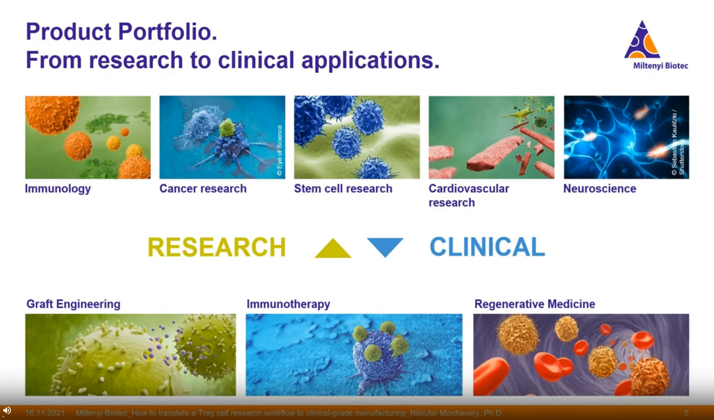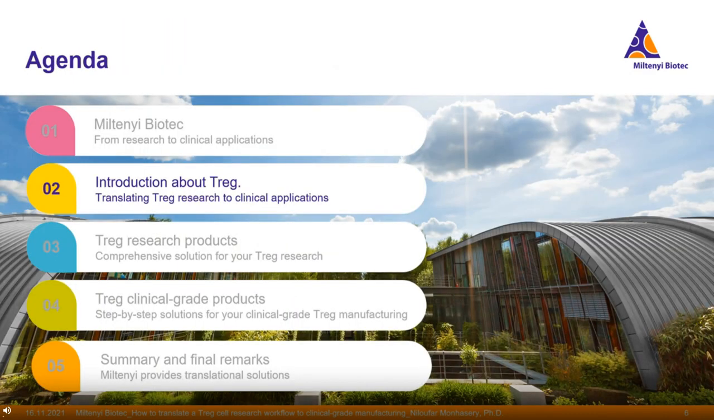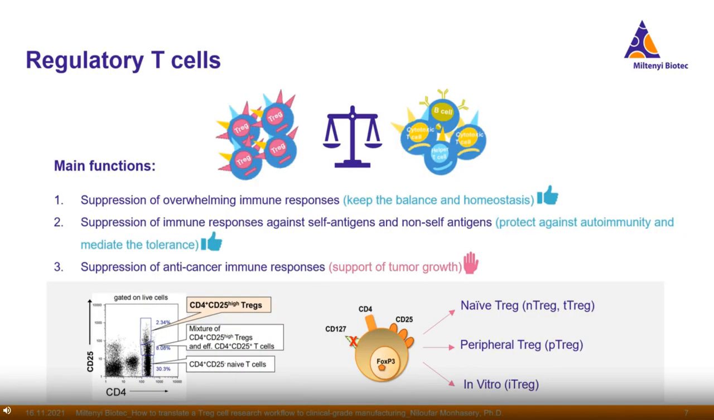Okay, let's start with some introduction about Treg, translating Treg research to clinical application. Regulatory T cells, Tregs, are a very important subset of T cells, and they have three main functions. The first one is suppression of overwhelming immune responses, which keeps the balance and homeostasis in the body. The second important function is suppression of immune responses against self-antigens and non-self antigens, which protects against autoimmunity and mediates tolerance in the body.